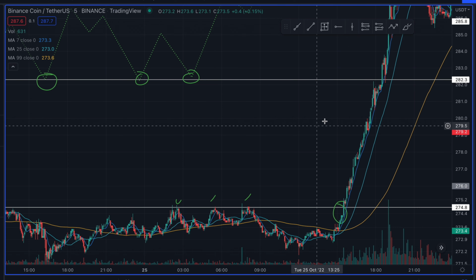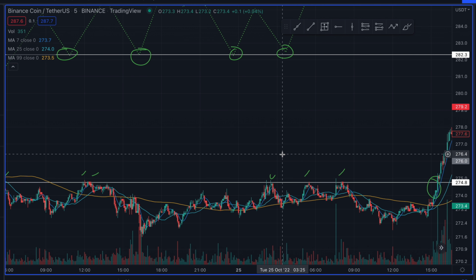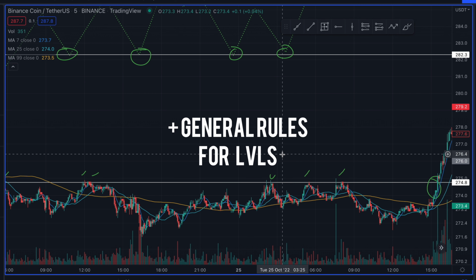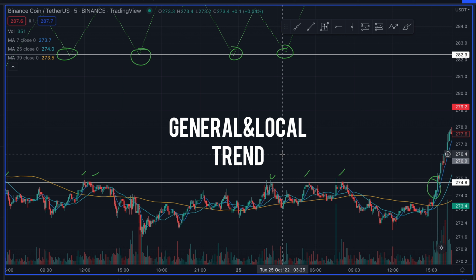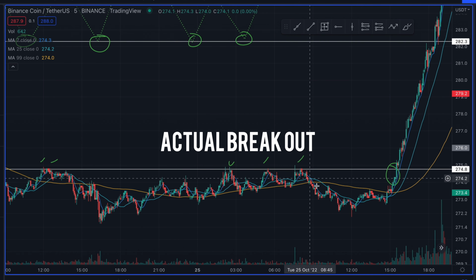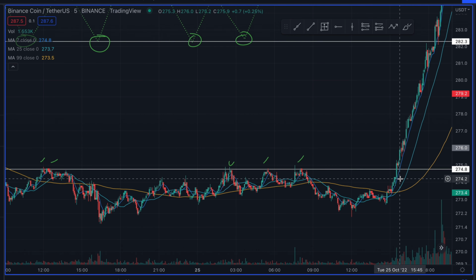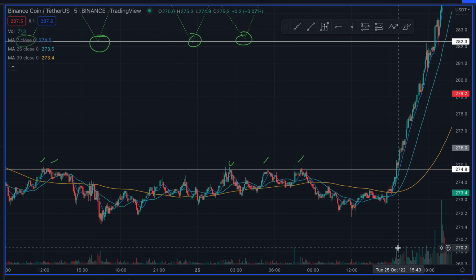And what's really important in this strategy, firstly, is to choose the most obvious levels, really understandable for you. Secondly, don't forget about the general rules of all the levels. Always consider general and local trends. If you still don't know how to do it, check my previous video. Also, wait till the actual breakout of the level, okay? I prefer when the candle which broke out the level is supported by high volume. Like in this case, we see some splash of volume.